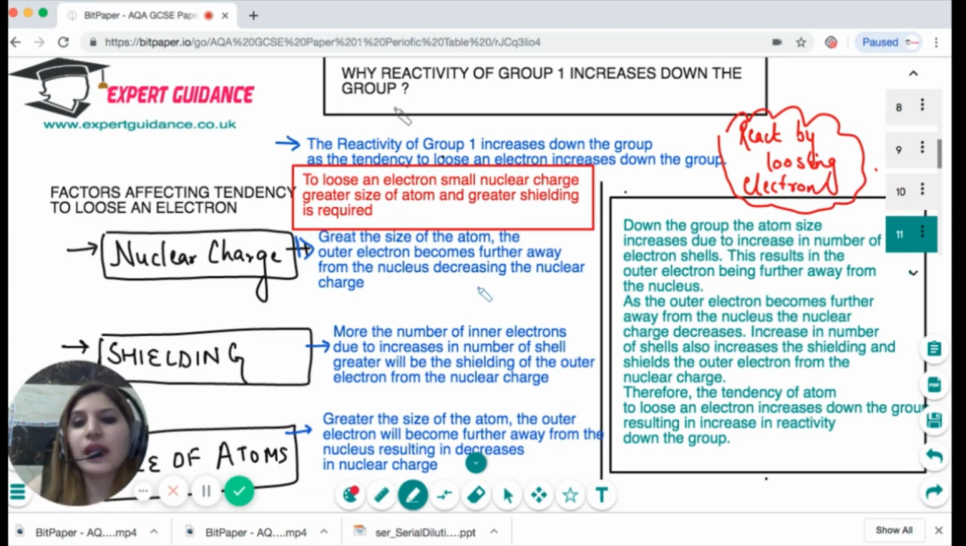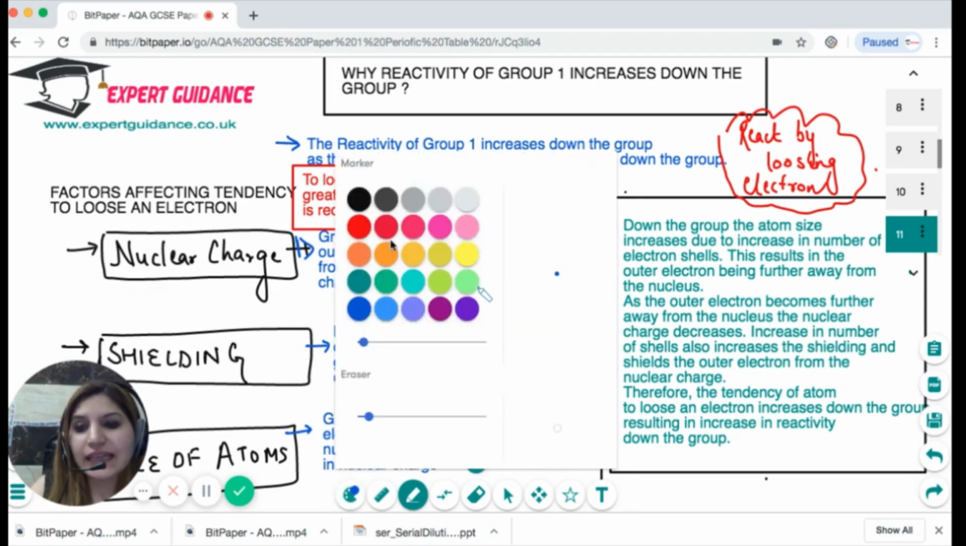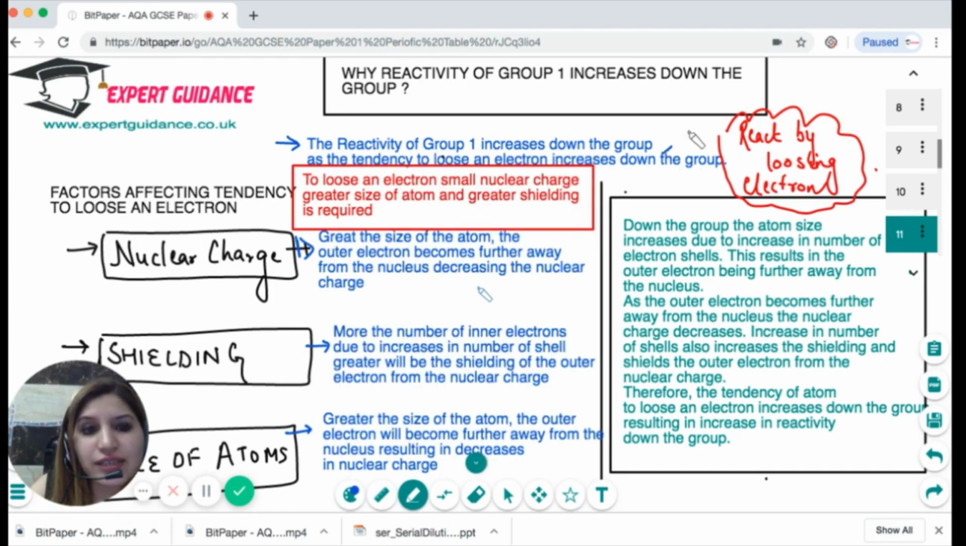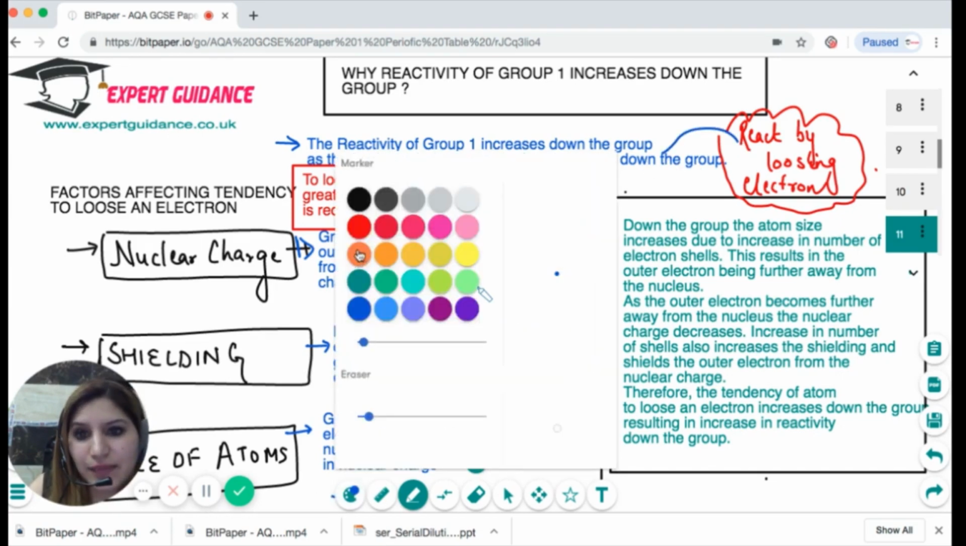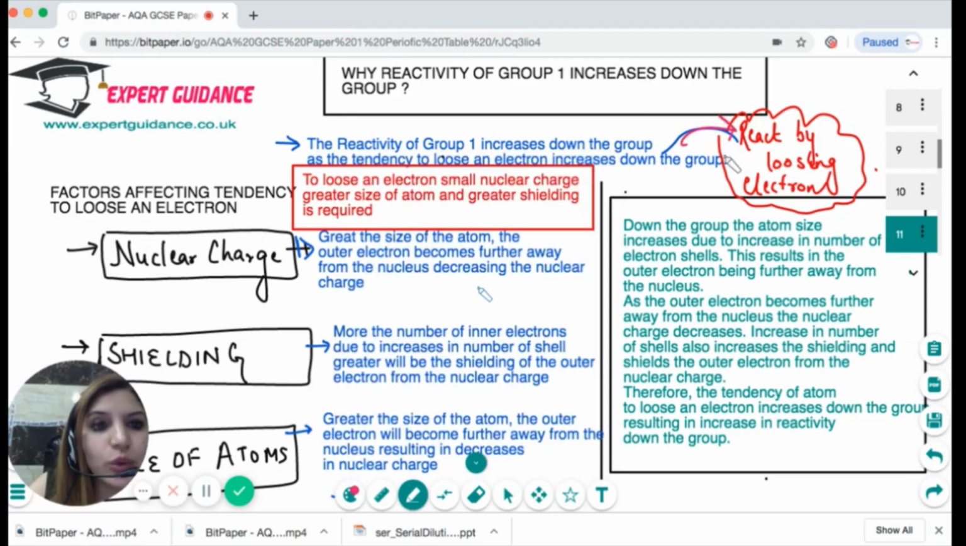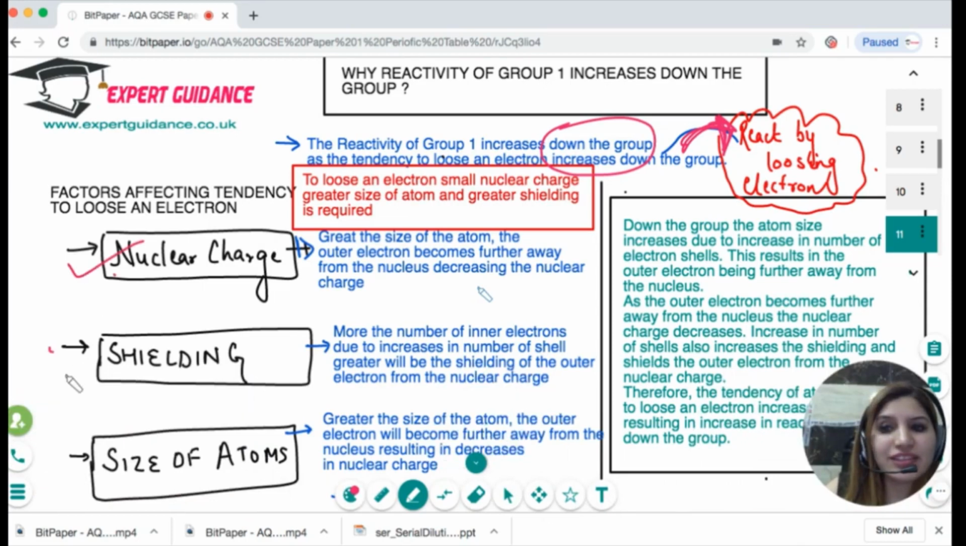Okay, now, in order to explain that, you need to remember that if any question comes in, you need to first explain that alkali metals react by losing electrons, and the tendency to lose the electron increases down the group, therefore they become more reactive. Now the question is, why does it increase down the group? The tendency to lose an electron depends on three factors, and all these three factors contribute to an increase in tendency of the alkali metals to lose an electron down a group.